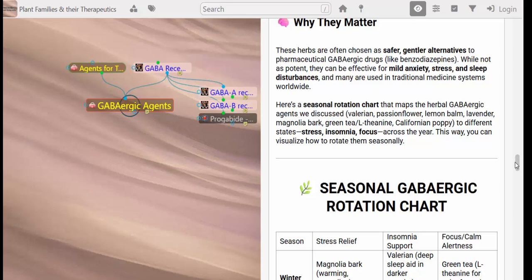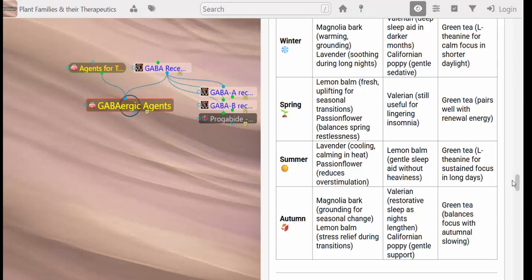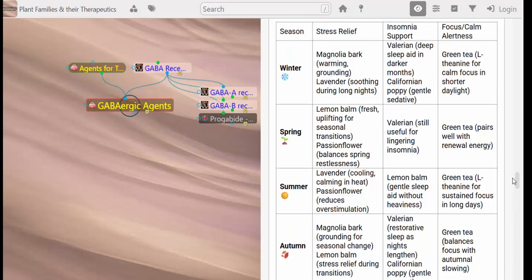Now here's a seasonal rotation chart. We like to rotate the herbs and supplements that we're using so the body doesn't get too used to them, and our bodies change through the seasons, so some work better in the winter, some work better in the spring. We're going into winter at the time of this recording, so magnolia bark would be a good one, and that's the Hou Po magnolia. Lavender, and here we see how green tea could be used to calm focus in shorter daylight.